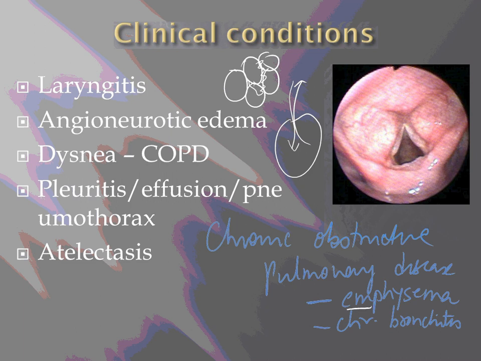In chronic bronchitis, the bronchi and the bronchioles, these are inflamed. Bronchitis means inflammation. So if this is, let's take a bronchus or a bronchiole, these are inflamed, they produce mucus. So that mucus acts like a plug inside. So again, it obstructs the airway. So again, you have difficulty breathing. Okay.